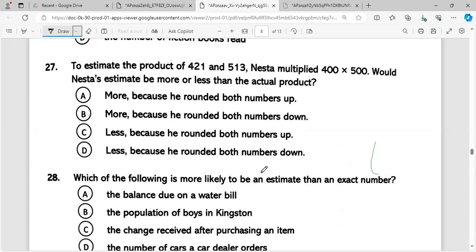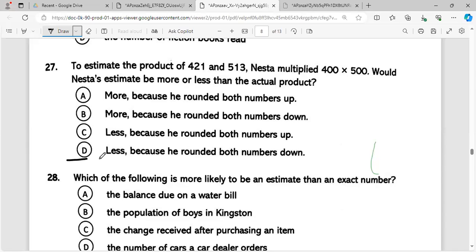27. To estimate the product of 421 and 513, Nesta multiplied 400 by 500. Would Nesta's estimate be more or less than the actual product? Sir, I said D, less, because he rounded both numbers down. I agree. Remember, guys, it's 421, and you rounded to 400 and 500. So whatever he gets, his estimate would be less.